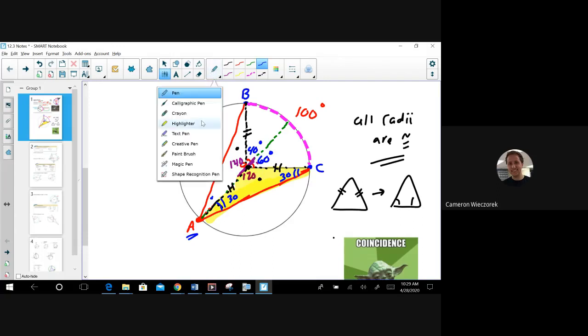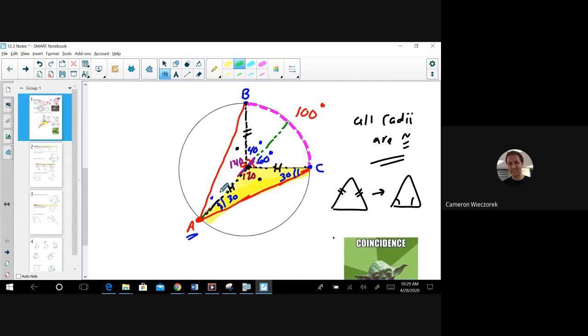And I'm going to do the same thing over here. Let's do green for this one. Here's my green triangle over here. Okay, another isosceles triangle. And again, I know these two base angles have to be congruent because the triangle's isosceles. I've already used up 140 degrees. That means I've got 40 degrees left before I get to 180. So this one's got to be 20 and this one's got to be 20.